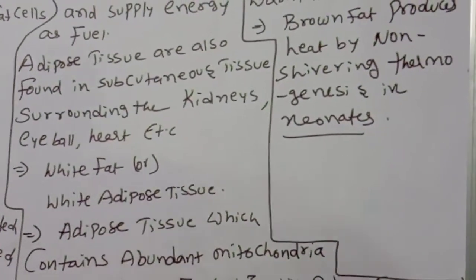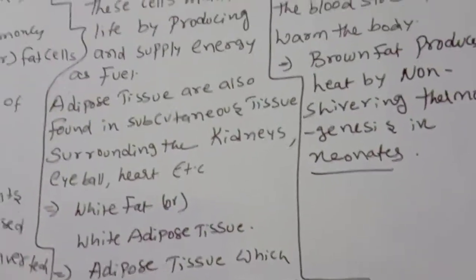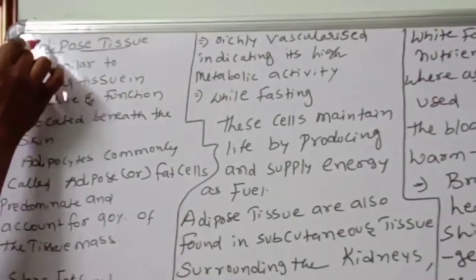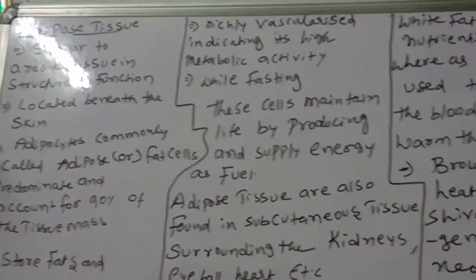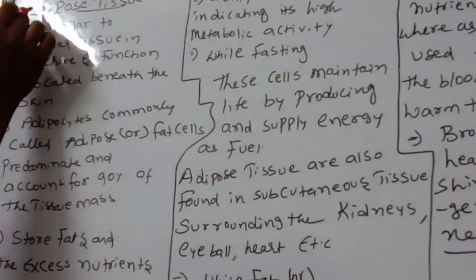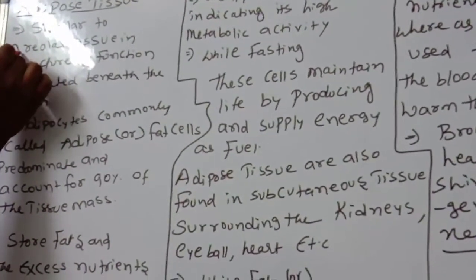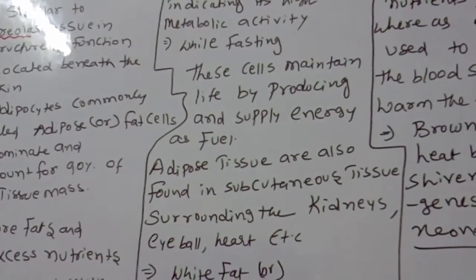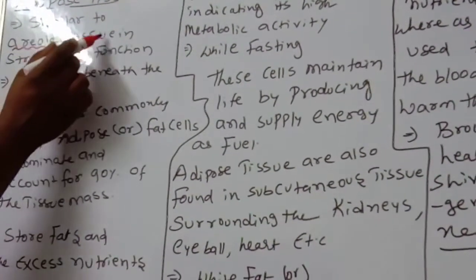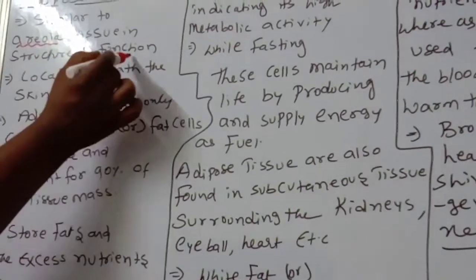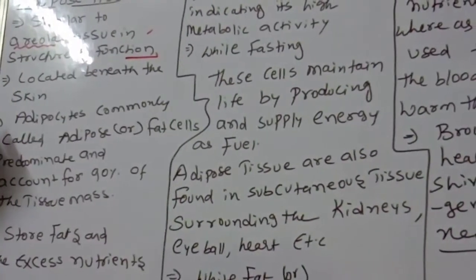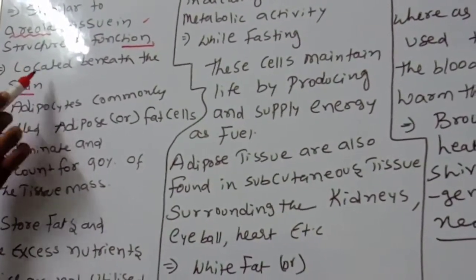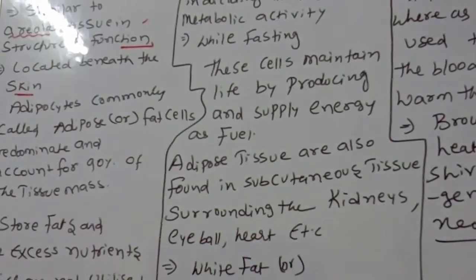Okay, we are going to discuss the adipose connective tissue. Adipose connective tissue means fat stored tissue. This adipose tissue is similar to areolar tissue in structure and function. First point: this adipose tissue is located beneath the skin.